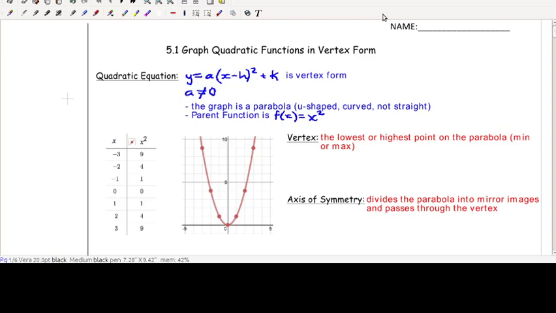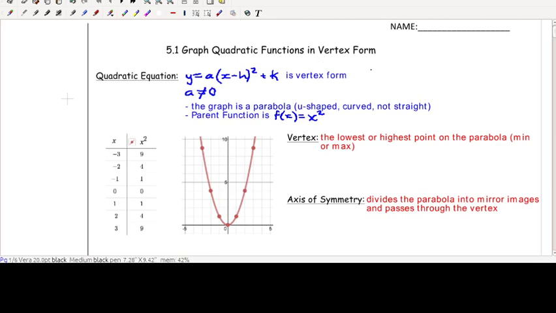We're starting a new unit on quadratic functions. Quadratic functions are any function whose highest power is an x squared. So we must have an x squared in order to get a quadratic function. Quadratic equations are written in a variety of different forms. So in this lesson, we're going to focus particularly on something called vertex form.